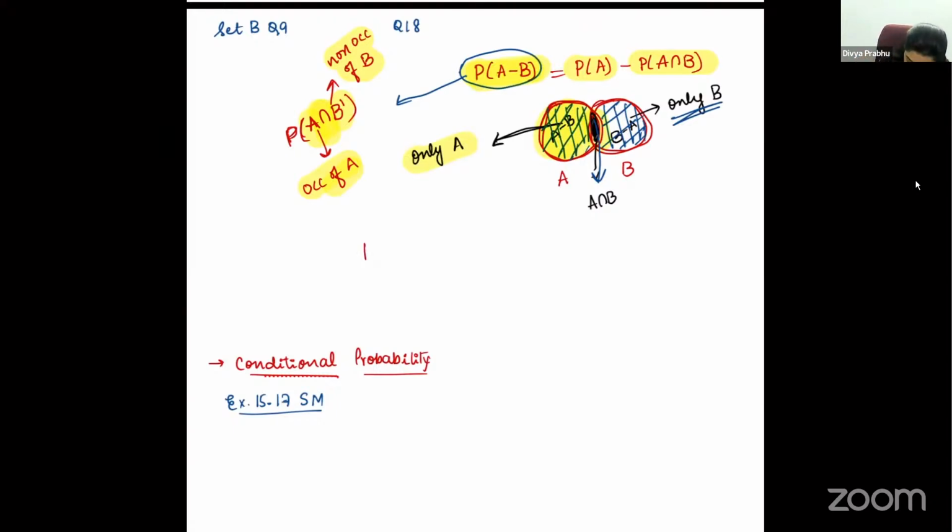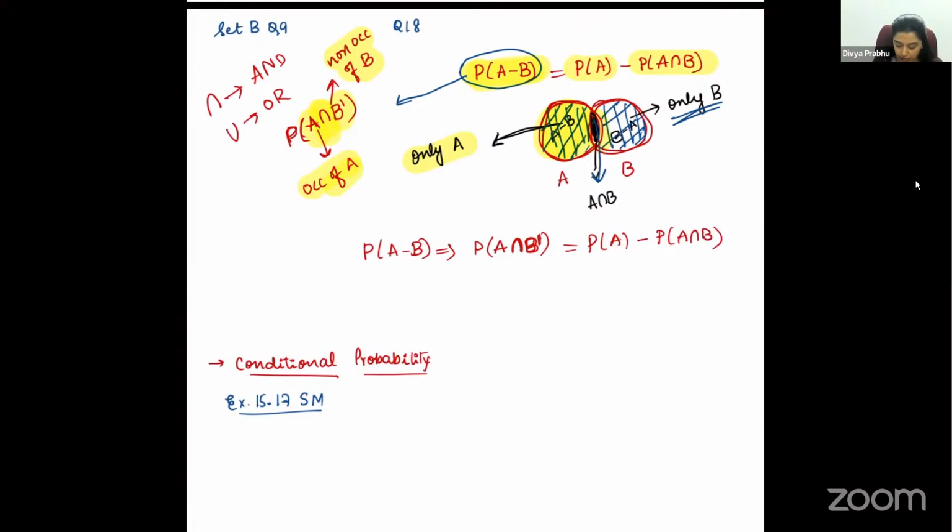I'll repeat. P of A minus B, I can also write as only A. Only A means only A will occur, B will not occur. Understood? So remember, in the set language, intersection is and, union is or. So here A will occur and B will not occur. This is how they can ask you in the question, which means one and the same. The formula will be P of A minus P of A intersection B.